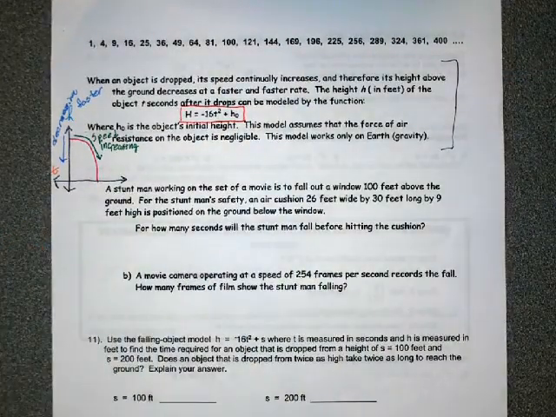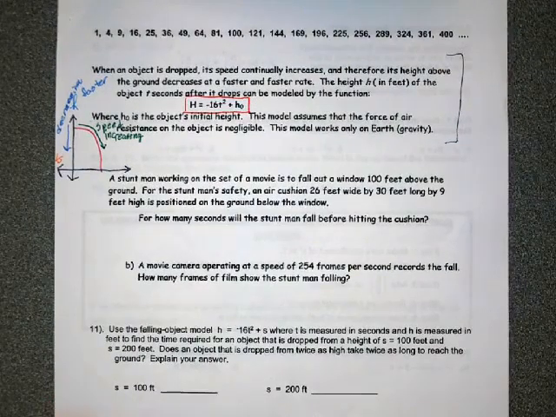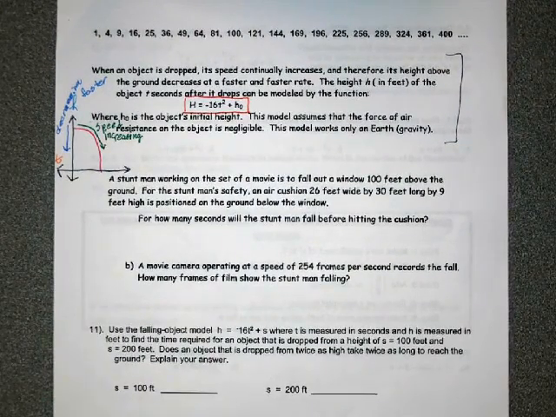All right, let's do the actual problem now. A stuntman working on the set of a movie is to fall out a window 100 feet above the ground. So let's go ahead and draw a picture.